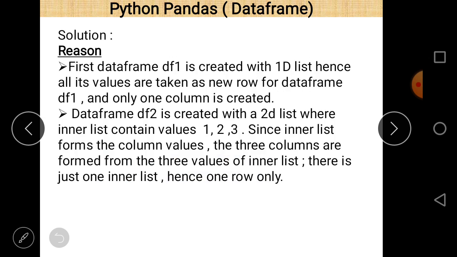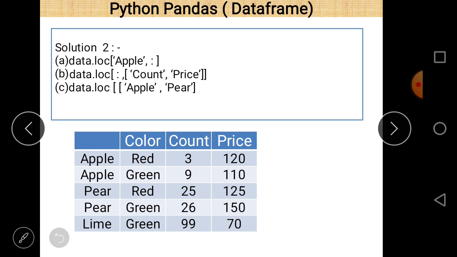So just write data.loc apple, and why is apple written like this here? Because there is only a single label, and if there are more than one label then we separate them with a comma sign, but in a list.